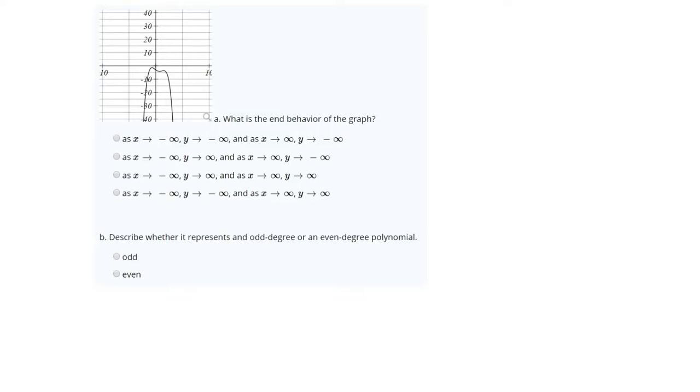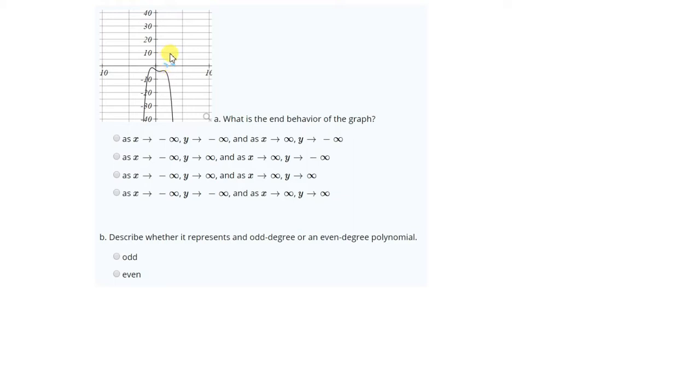Okay, so we're in 4-2 now, Module 4, Section 2. We're talking about the end behavior of polynomials. So essentially that means what happens as I plug in larger and larger x's. So if I begin to plug in bigger and bigger x's, what's happening?